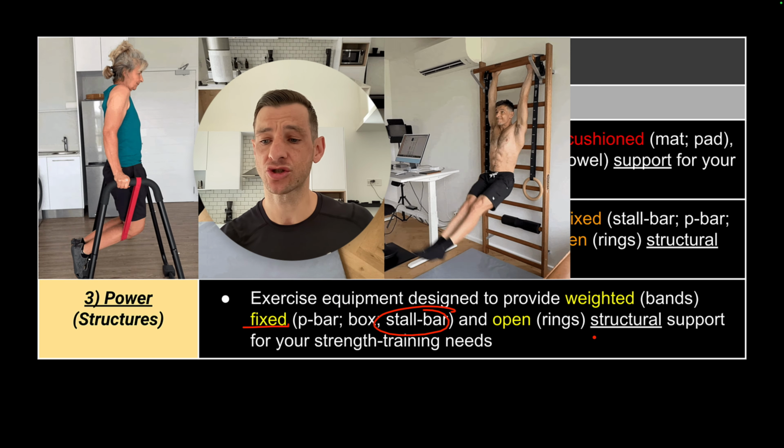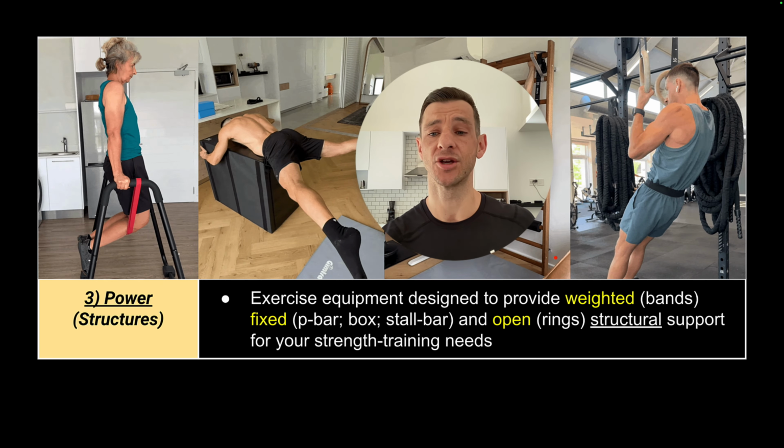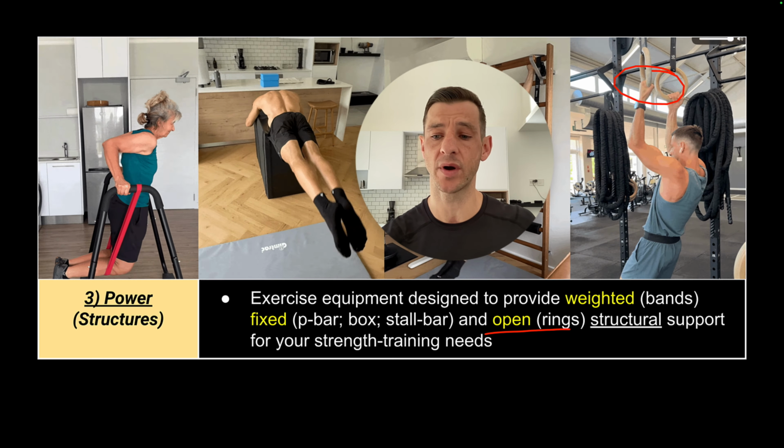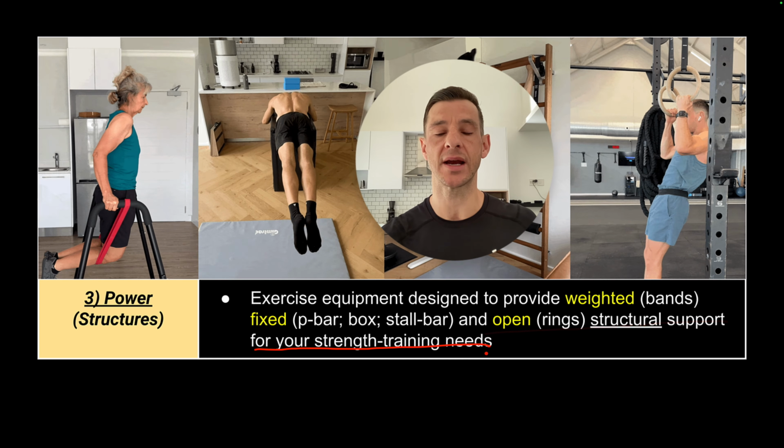Moving on to our fourth and our final example, what exercise am I doing here? If you said pull-ups, you'd be correct. Where am I doing them? Rings. So I have open ring structural support for my pulling strength training needs.